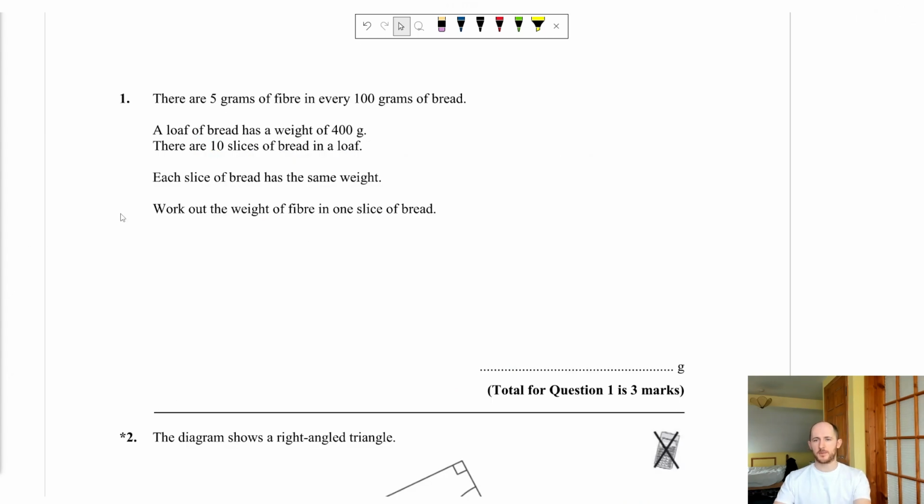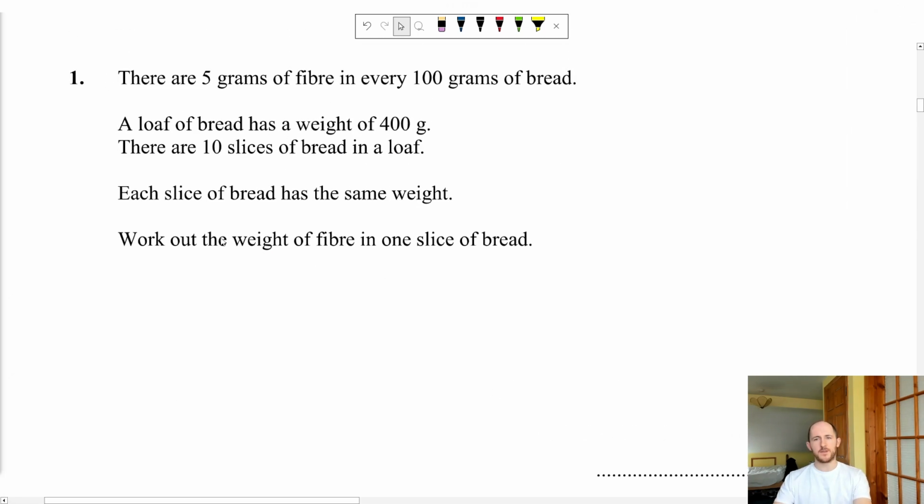So here we're starting off with another one of those questions that is a bit confusing to a degree. It says there are 5 grams of fibre per 100 grams of bread. And then each loaf of bread has a weight of 400 grams. There are 10 slices of bread in a loaf. Each slice of bread has the same weight. Work out the weight of fibre in one slice of bread. So here, again, what I would personally do is I'd follow the dice strategy, which I will talk to in a second, but I'd also highlight exactly what they want. So we want to work out how much fibre is in a single slice of bread.